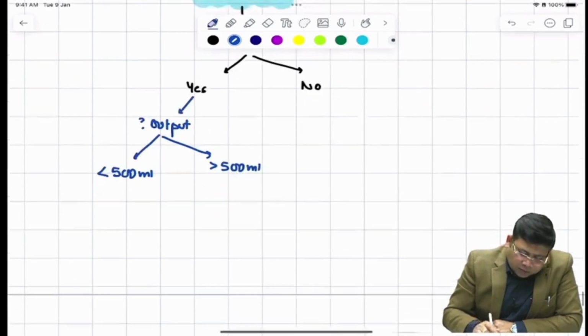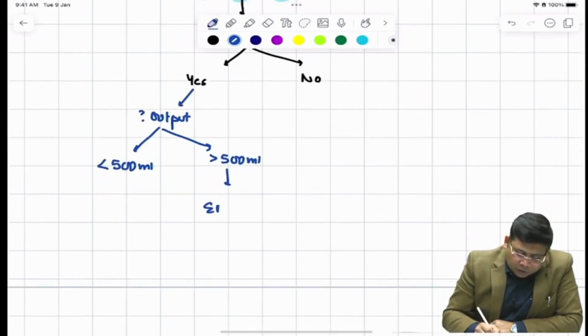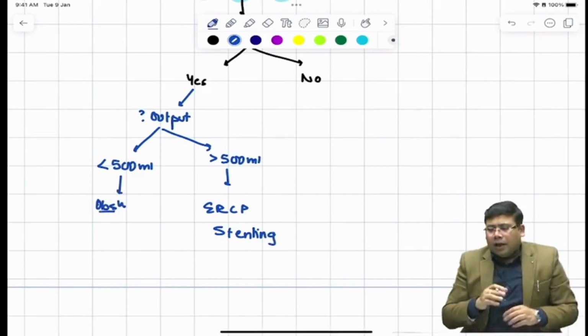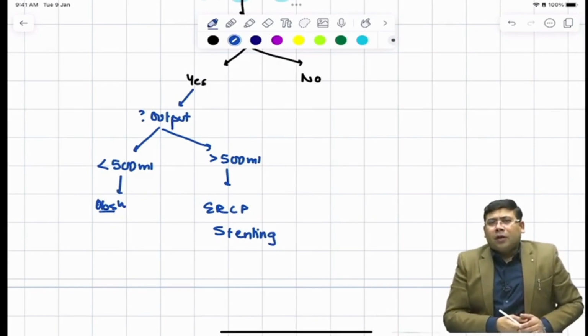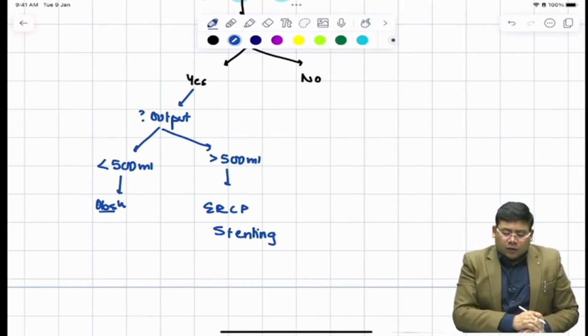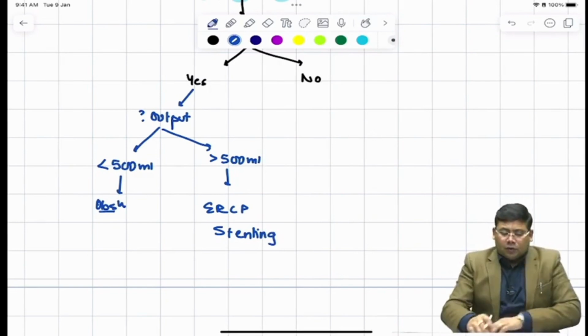If the output is more than 500 ml, you need to get ERCP stenting done. This is what is very important. If it is less than that, then you have to go for observation. Make the patient NPO for a certain time so that the biliary outflow decreases, and then you can wait and watch this patient. So observation is the call for them.